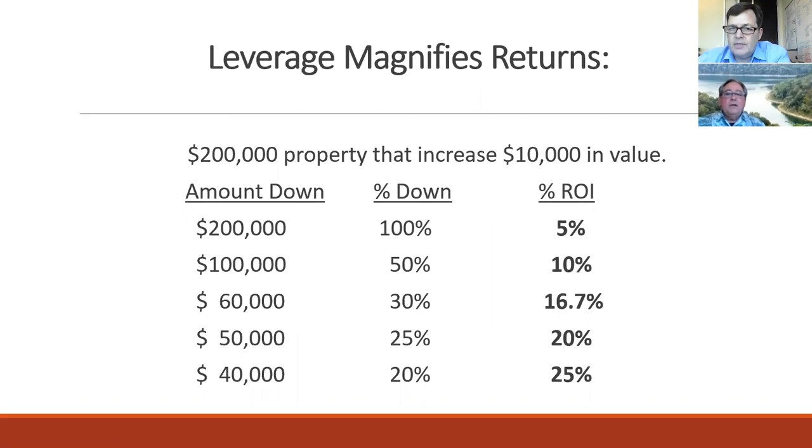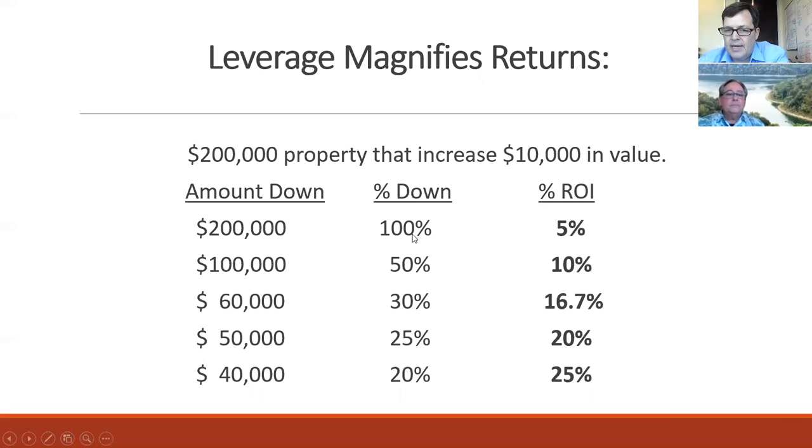Now, leverage is magnified by the amount of money you put down. Basically, if you put less down and you have an increase in equity, then your returns are higher for the amount that you put down. And that's what this chart is showing.